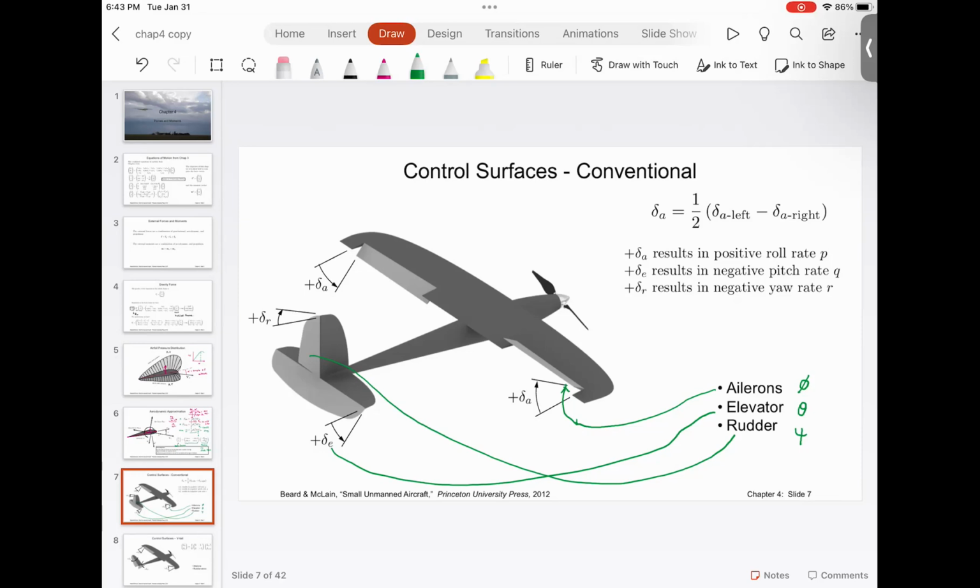And these three are the standard control surfaces for an aircraft. You have ailerons, which control the roll, elevators, which control the pitch, and then the rudder that controls the yaw. So roll, pitch, and yaw.